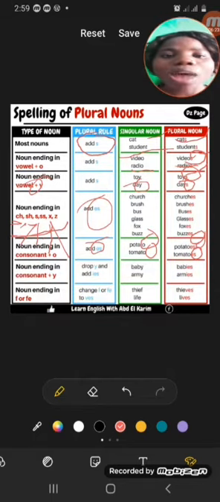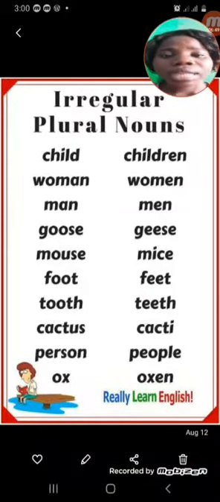We have brush. How do you make the plural of brush? You add ES. Then we have brushes. And also look at these ones as well. We have the ones that we've looked at. Those ones are called regular nouns.